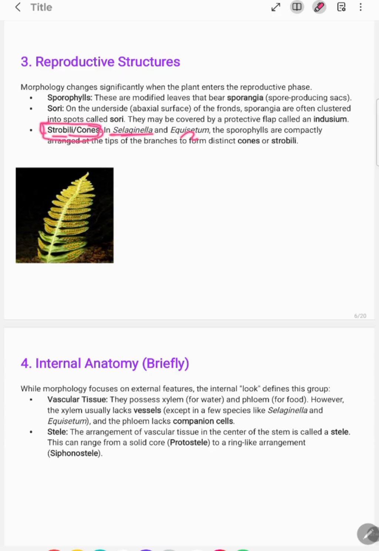What are strobili, or you can say cones? See, in Selaginella and Equisetum, the sporophylls are compactly arranged at the tip of branches to form distinct cones or strobili. This leads to the formation of cones or strobili. So this was all about the morphological features which change in pteridophytes.